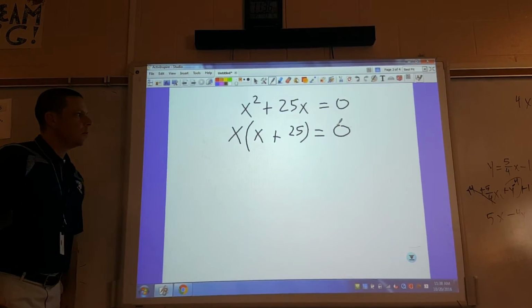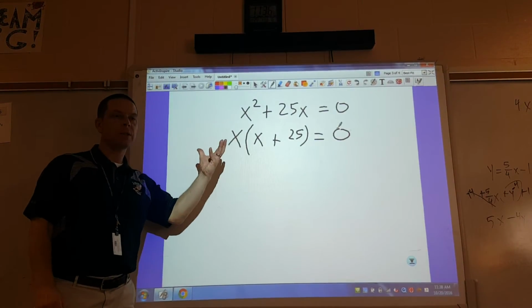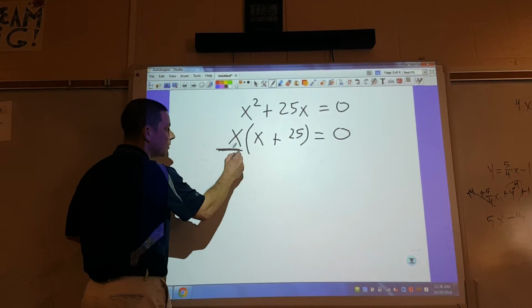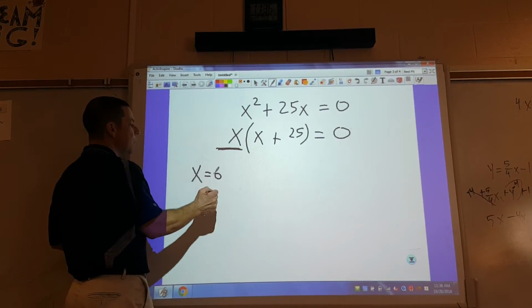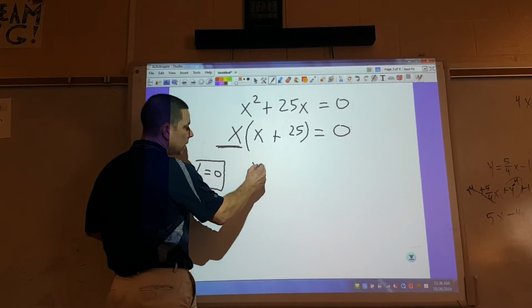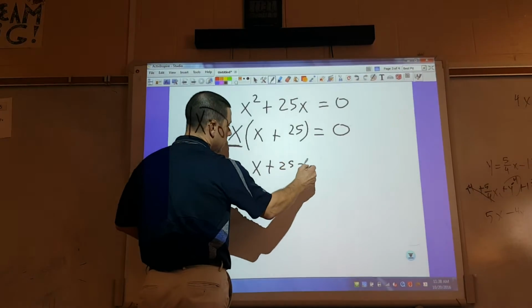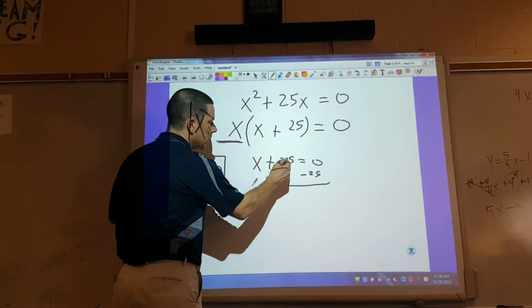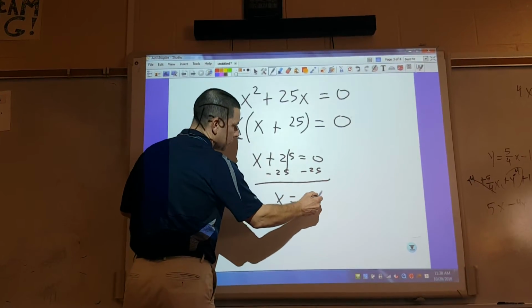All right. We have split this into 2 factors. Same holds true. Zero product property. Either this factor, X, must be equal to 0. Well, there's our answer. No solving to do there. Or X plus 25 must be equal to 0. Subtract 25 and subtract 25, and x equals negative 25.